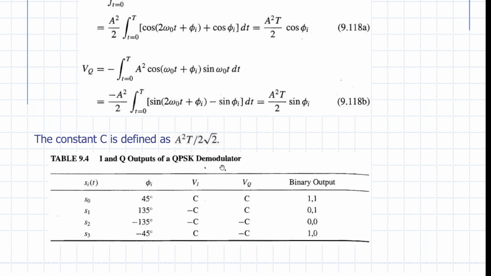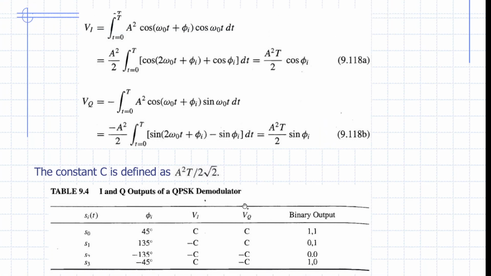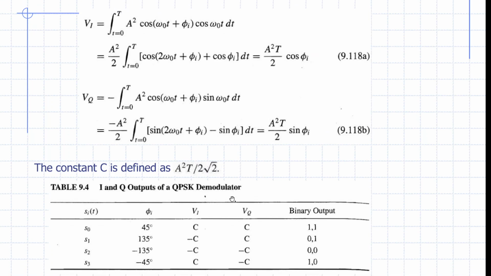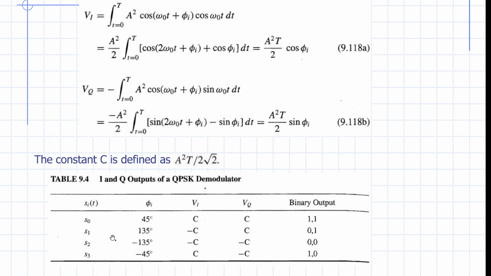Now, I and Q outputs of a QPSK demodulator. So for S0, both should be positive, it is in the first quadrant. For S1, second quadrant, this first term should be negative and second should be positive, so minus, plus. In S2, that is in third quadrant, both are negative, and S3, first is positive, second is negative, so 1, 0.